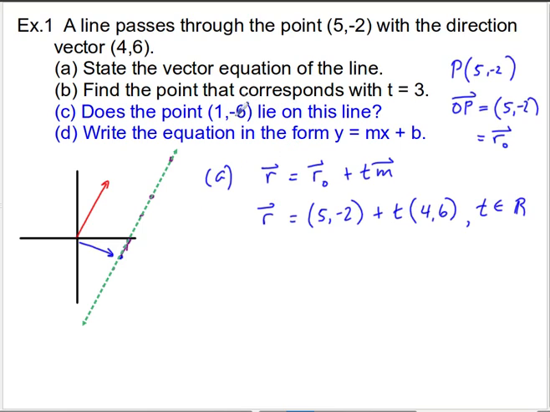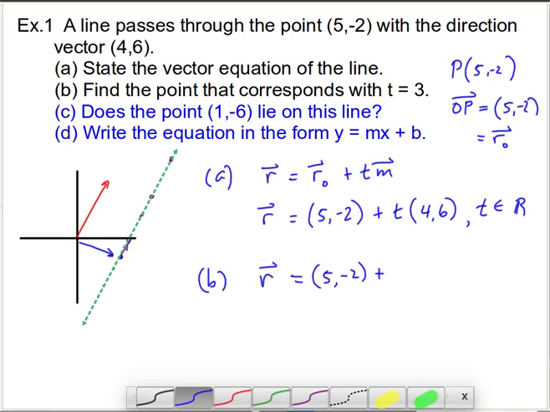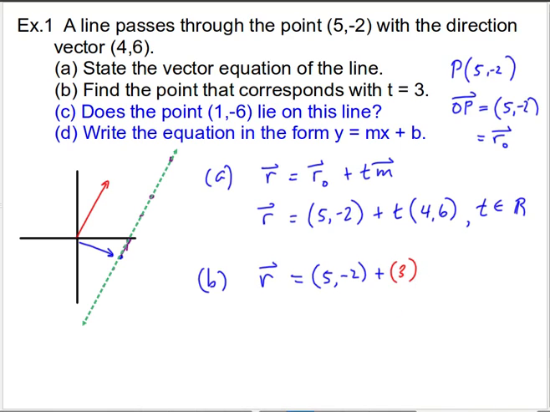Part B, find the point that corresponds with t equal 3. So if I let t equal 3, then I get r is equal to 5, negative 2, plus, substituting 3 in for t, 3 times the vector 4, 6. That's the vector 5, negative 2, plus 3 times 4, 6, which becomes the vector 12, 18. So we end up with 5 plus 12 is 17, and negative 2 plus 18 is 16.